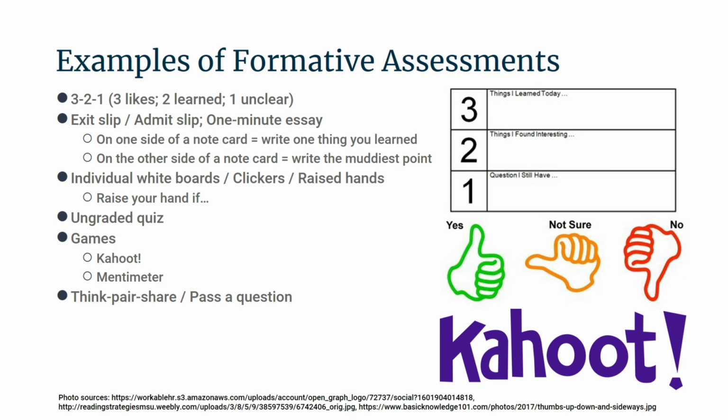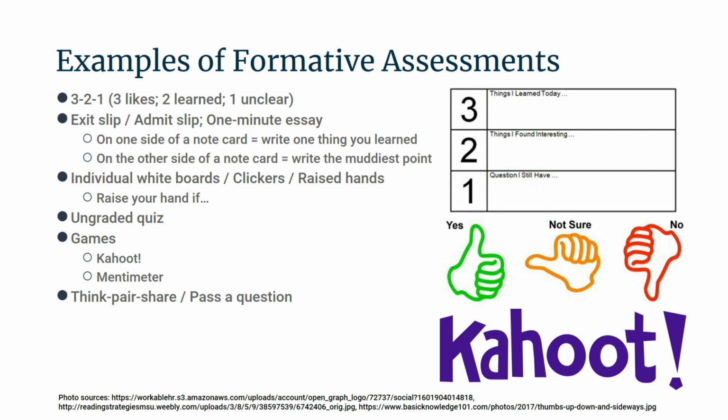But here's one, a 3-2-1. What's 3-2-1? What are 3 things you liked about today's lesson? What are 2 things you learned? And what's one item, or one question, that's still unclear? A muddy point. Another one is the exit slip.